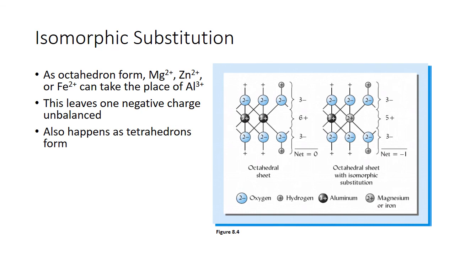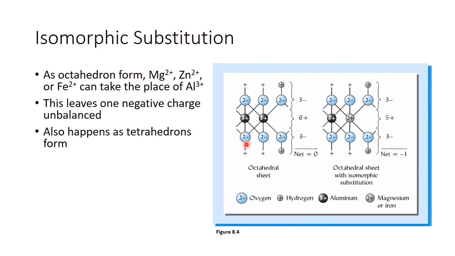And it also happens in tetrahedrons. So let's look at the octahedron here first, though. We have an aluminum at the center with a 3+ charge. We have an oxygen and oxygen. And right now, all those charges are balanced, so there's a net 0 charge.